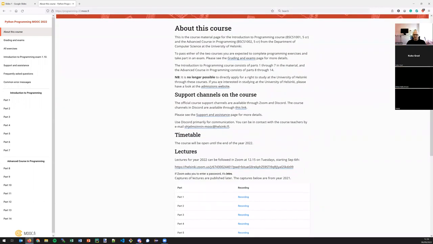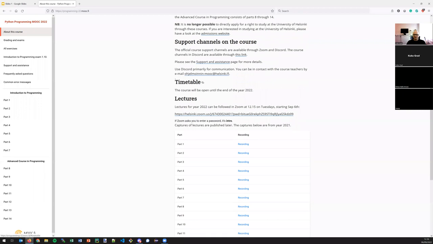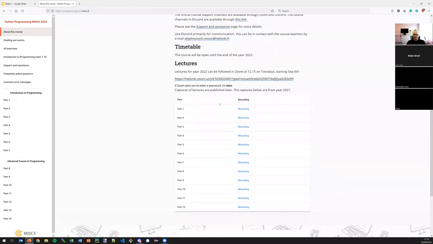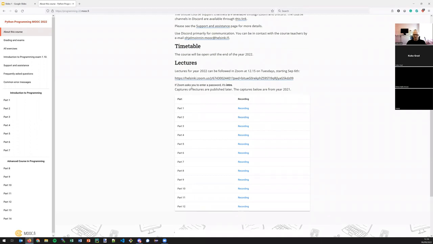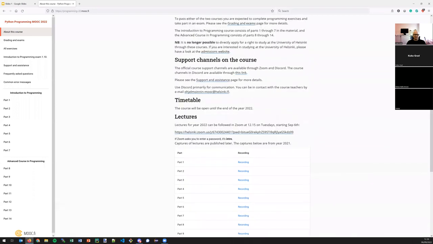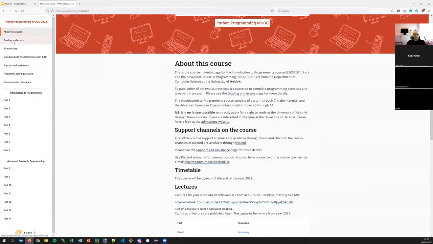And if we take a quick look at the material, this is the front page, there's all the basic stuff. We're going to talk about a lot of these today, but there are support channels, the timetables, the lectures. There are the recordings from last year's lectures, but I will be providing these updated ones here after each lecture. There's things about grading and exams. There's more about support. There's a frequently asked questions page, which is a good idea to take a look at before you ask questions to get the answer faster.